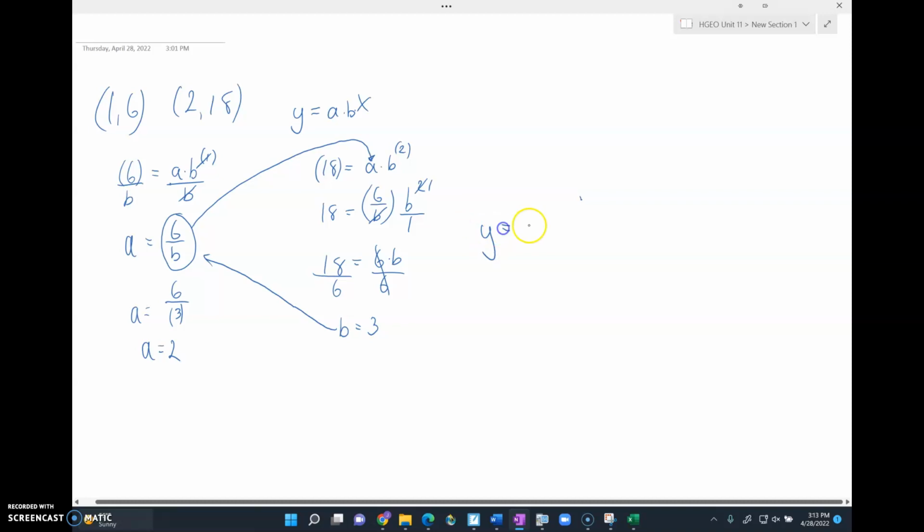So in the end, I have the equation y equals 2, which is our a value, times 3 raised to the x. And we're done.